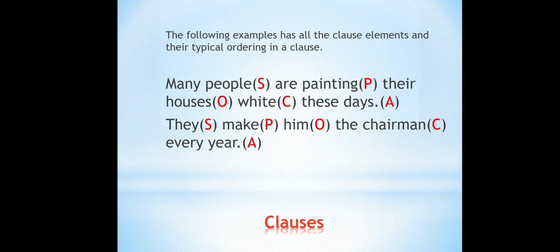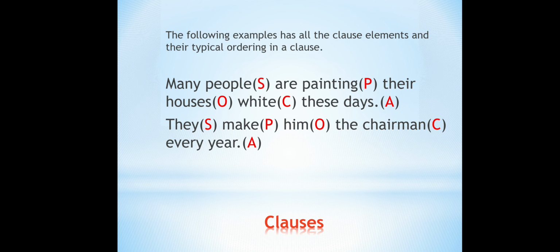The second example also contains all the clause elements. They make him chairman every year. So, here also they come in the order of subject, predicator, object, complement, and adverbial.